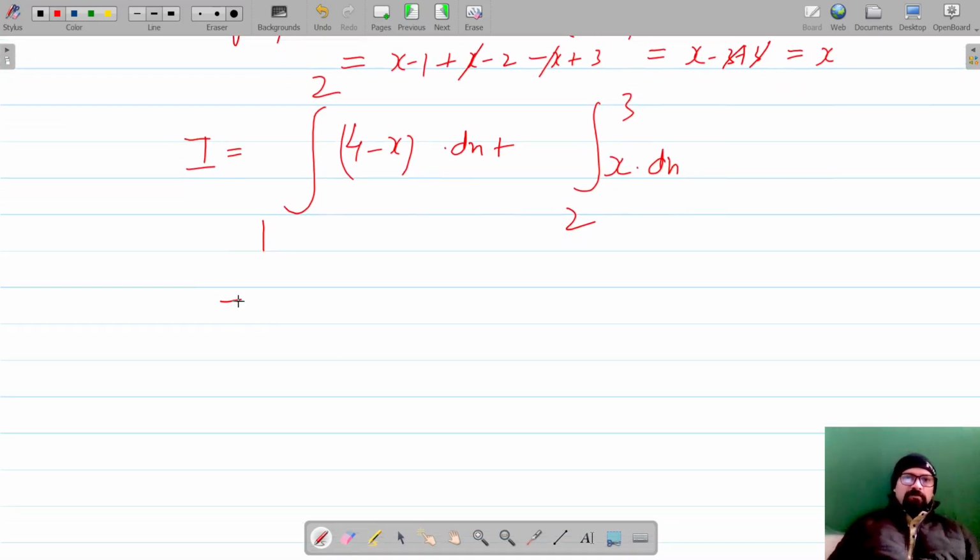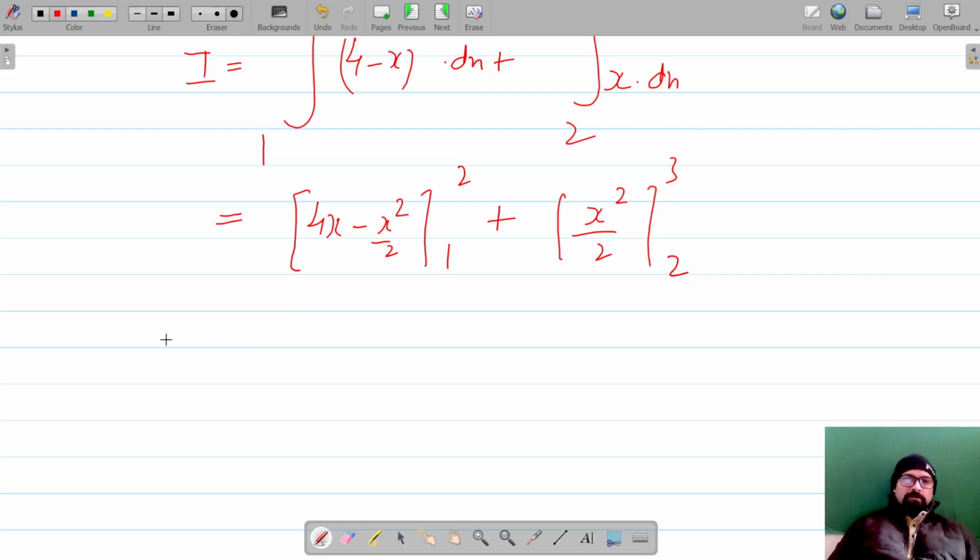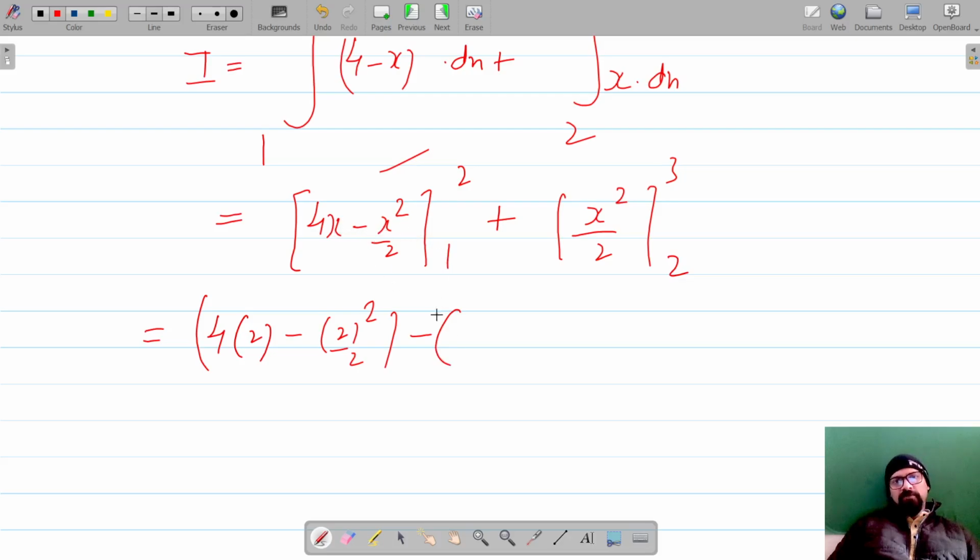Now let's evaluate it. The integration of 4 minus x is 4x minus x squared by 2, evaluated for the limits 1 and 2. The integration of x is x squared by 2, evaluated for the limits 2 and 3. So put the value of the upper limit in the function and subtract the value obtained by putting the lower limit in the function. So this is 4 into 2 minus 4 by 2, minus 4 into 1 minus 1 by 2, plus 3 squared by 2 minus 2 squared by 2.